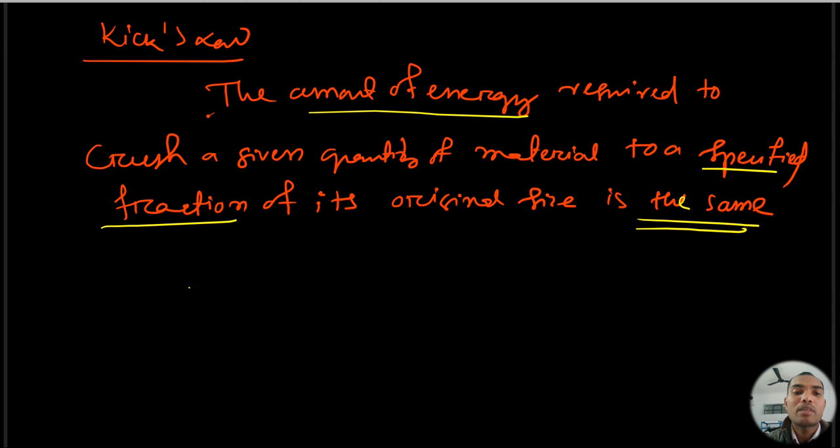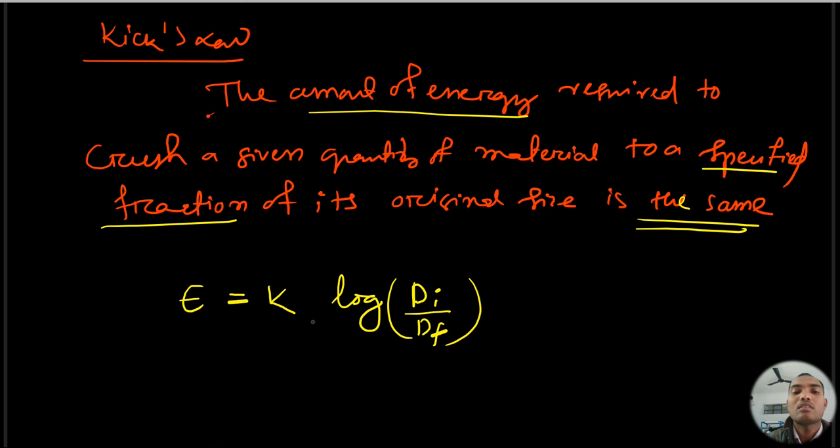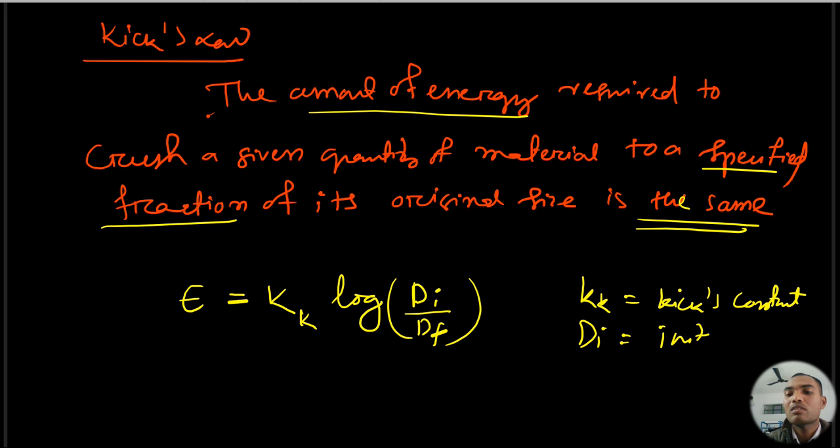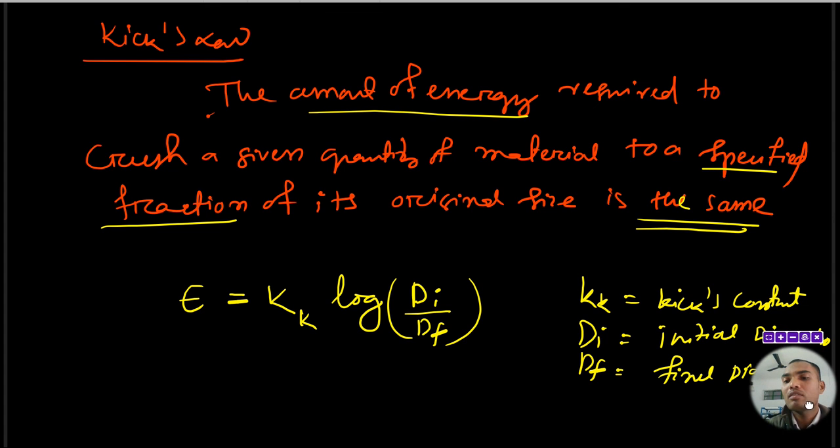But the mathematical expression says E is equal to Kk log Di by Df. So this is given by K, so I can say Kk. So Kk is nothing but Kick's constant. Di is nothing but initial diameter. Df is nothing but final diameter.